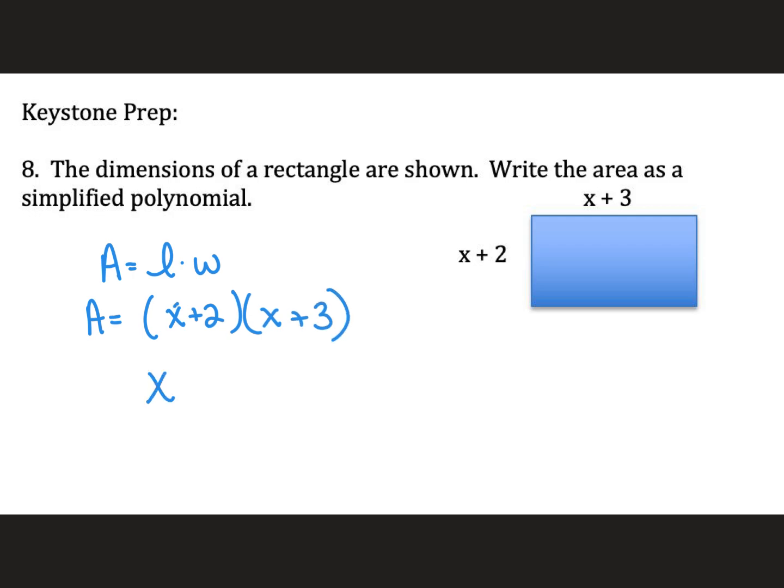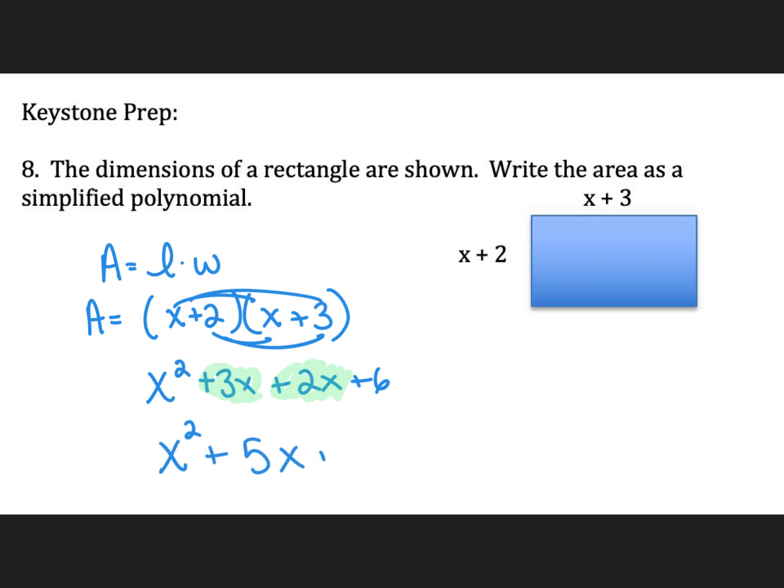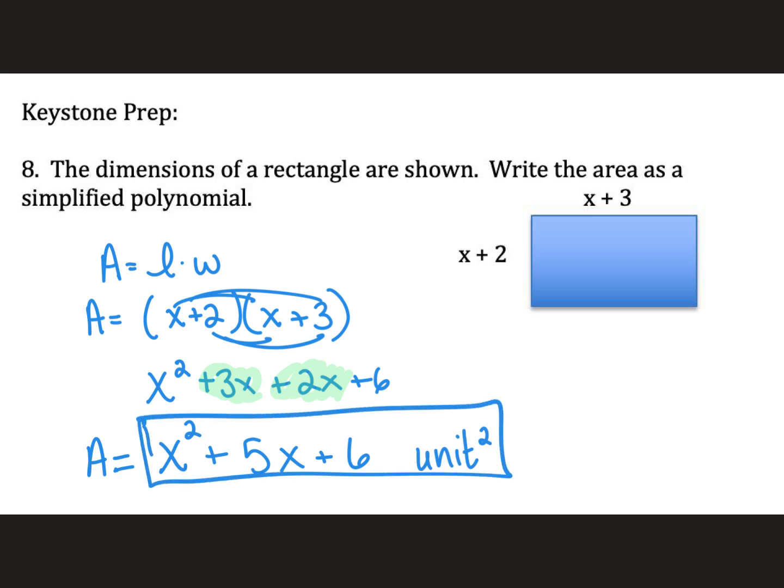And we're going to distribute. So x squared plus 3x. Then I distribute the 2 to get plus 2x plus 6. And I'm then combining my linear terms. So I have a 3x and a 2x that are like, to get x squared plus 5x plus 6. And lastly, I'm going to say that this would be units squared, because it doesn't tell me what the units are, if they're feet or inches, but this would be the polynomial in simplified form right here.